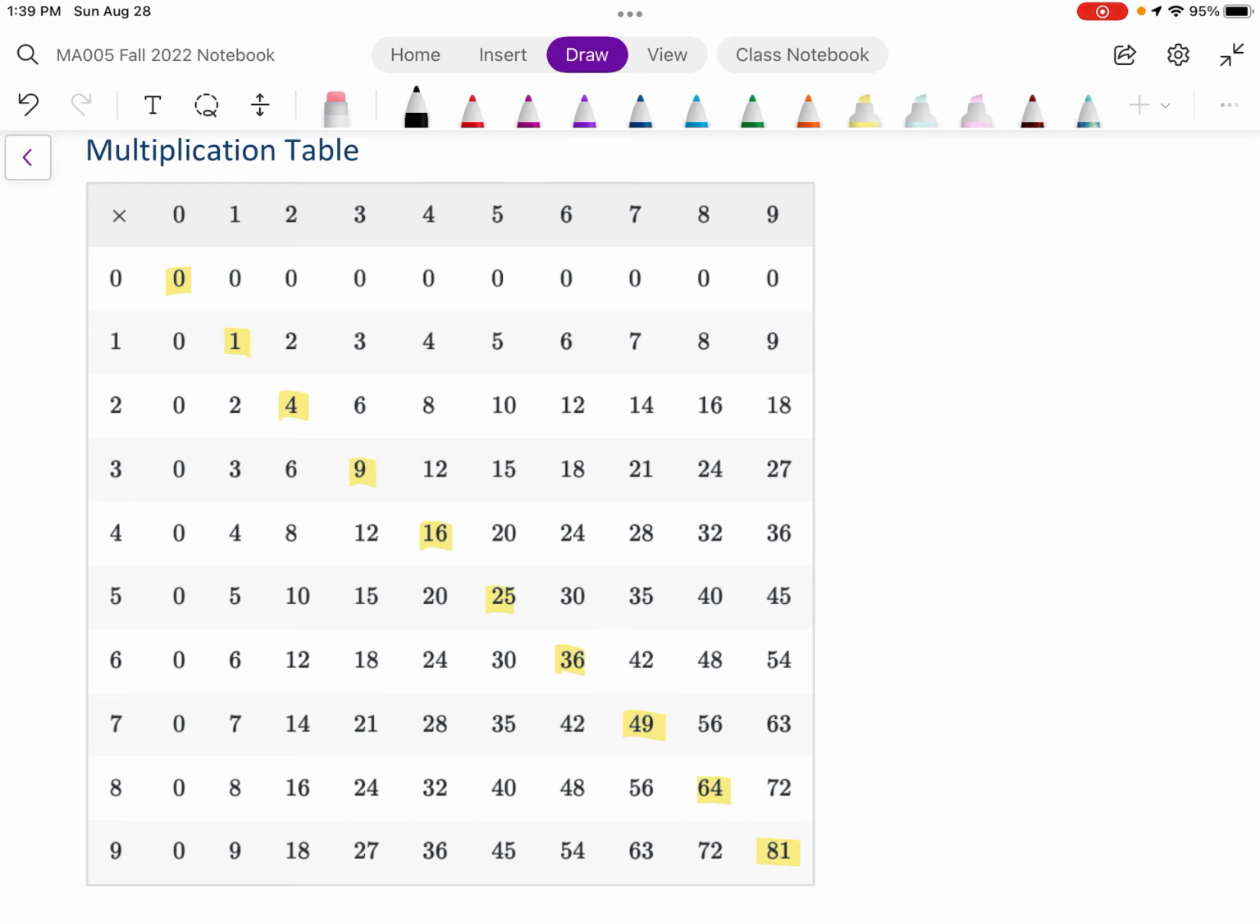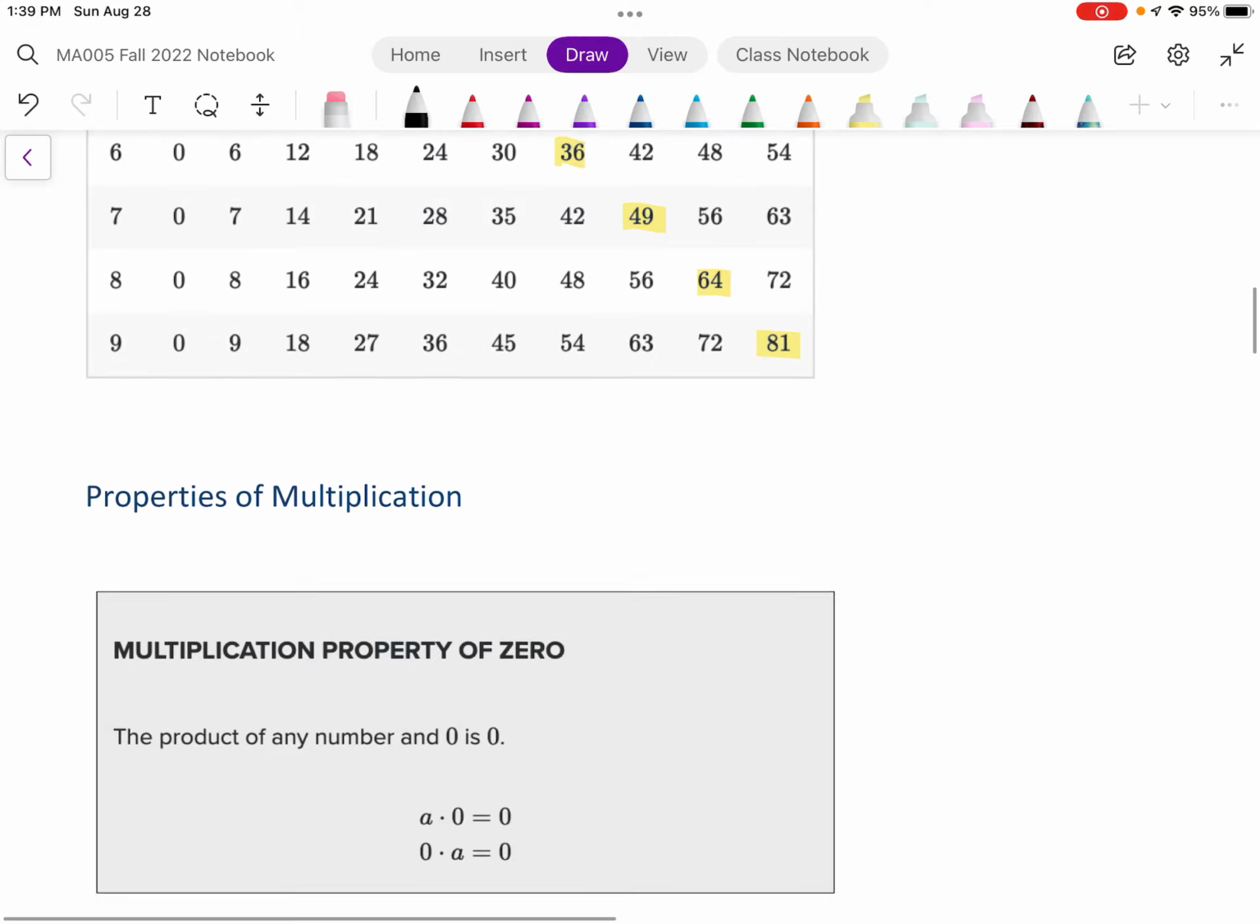People who don't like fractions, generally, the problem is that they don't know their multiplication facts. So if you know your multiplication facts really well, fractions are much, much easier. And we'll talk about that when we get to fractions. But start practicing them now.